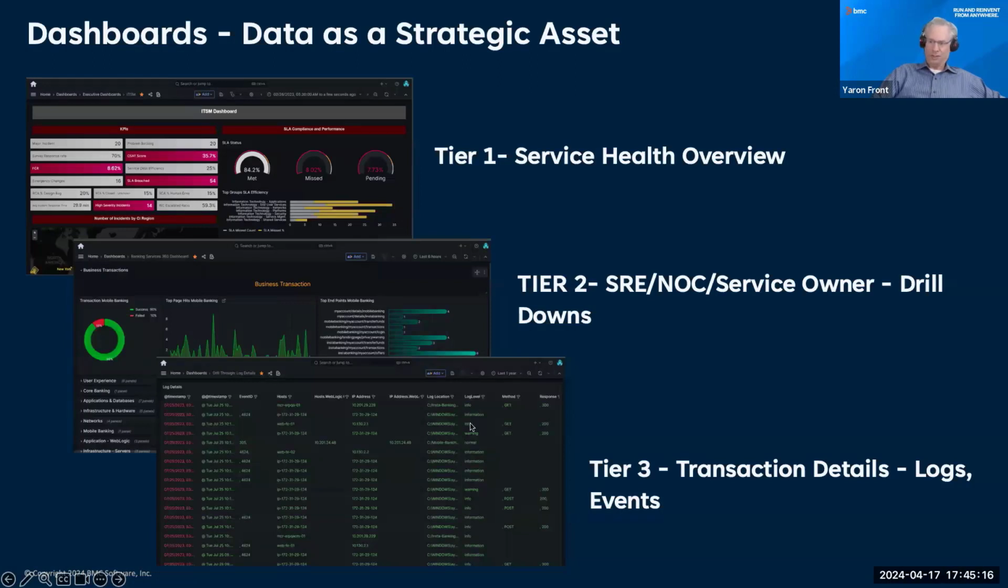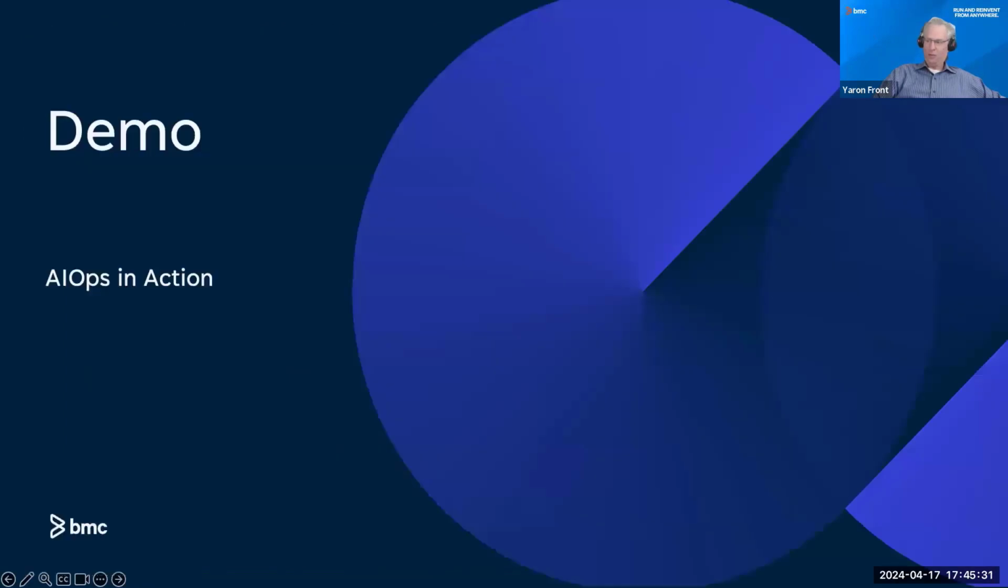We're also going to talk a little bit about dashboards and active dashboards, which allow you to go from one major dashboard that shows you an overview, and you can drill down into the other tiers. And with that, let's get on with the actual demo. So I'm going to stop my share, and we're going to be back in a minute with the actual demo.